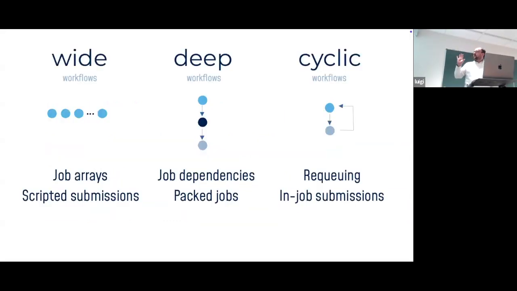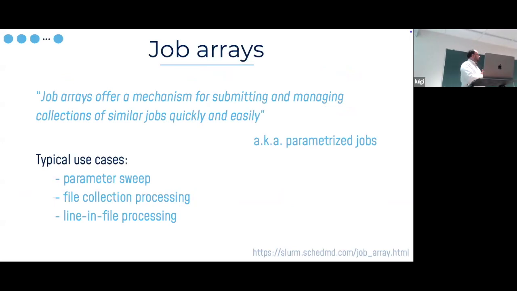So the first part is about the workflows. This is a slide which I used in the workflow session just to remind you that I distinguish between wide workflows where you have a large number of jobs that basically do the same thing, and deep workflows where you have a lot of dependencies between the jobs. And also there's another category which is called cyclic workflows, where a job needs to requeue itself or to resubmit itself. So we will see those three categories now. Just a reminder about job arrays.